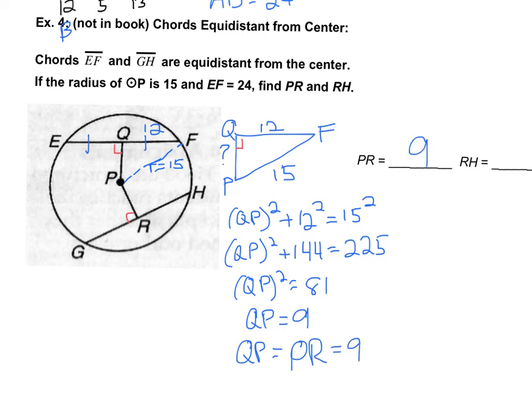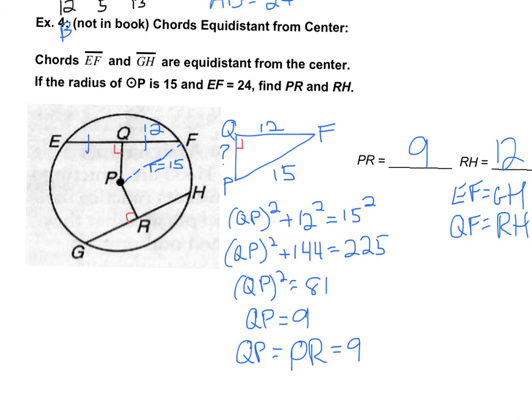Then we want to talk about RH, but we were told, remember, that EF and GH were the same. So half of each one should also be the same. QF will be the same as RH. And we already know that QF is 12, so RH is going to be 12.